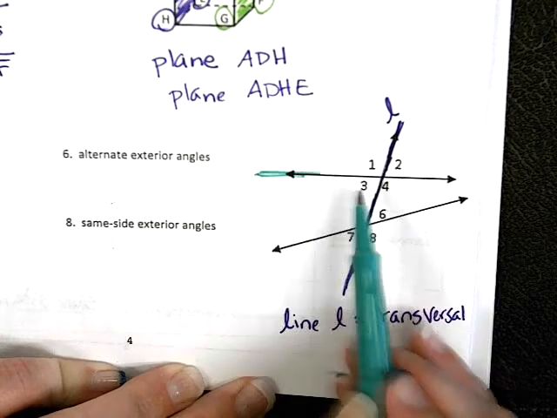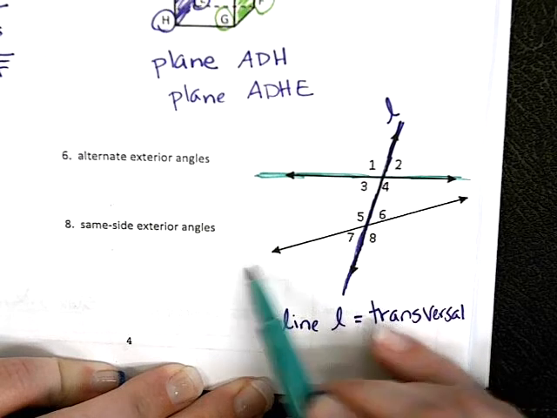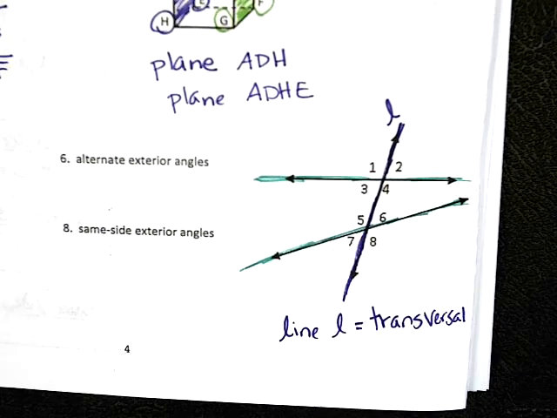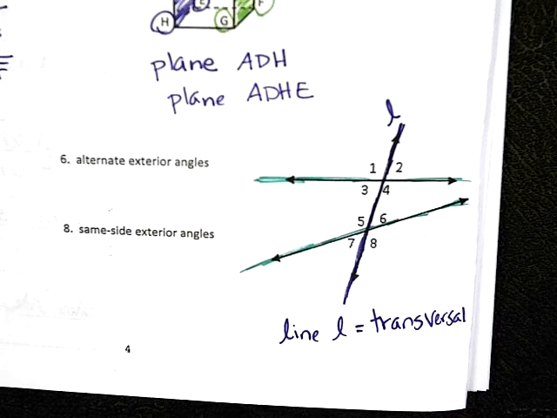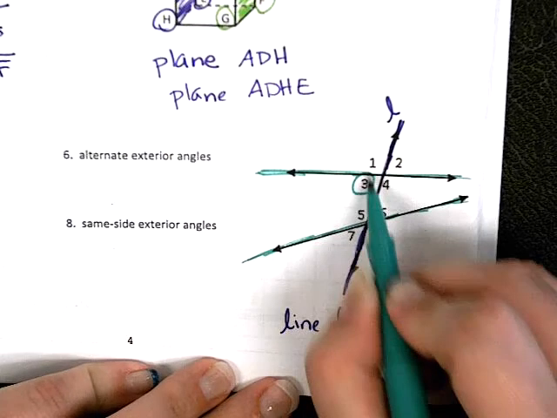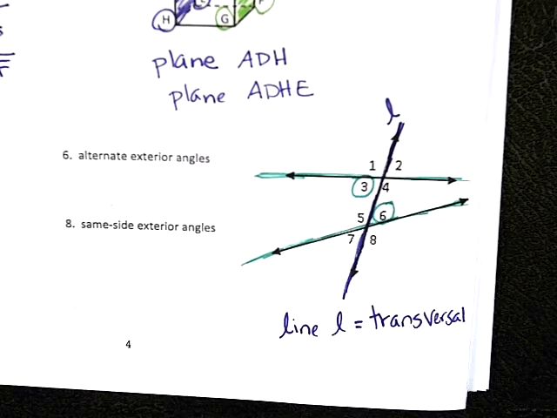I'm going to go ahead and extend this line just a little bit and extend this line just a little bit. All right, I want angles that are on different sides of the transversal but are between those two lines. So I know then that I can pick 3 and 6. That would be one example.